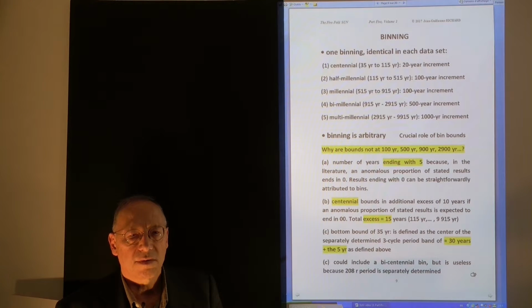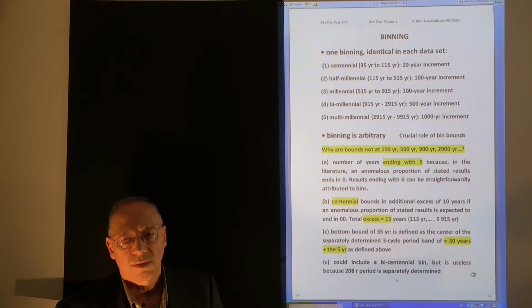First of all, we want to have a bin boundary ending with 5 because there is an overproportion of stated results in the literature that end in 0. And if we have bins ending with 0, we don't know in which bin, on one side or the other of the boundary, to attribute such values. So we have bins ending with 5, and this will be the most straightforward way to attribute the rounded results found in the literature. The same rationale applies for the centennial boundary, although it is just an expectation beforehand that we might find an anomalous proportion of results ending with 2 zeros.